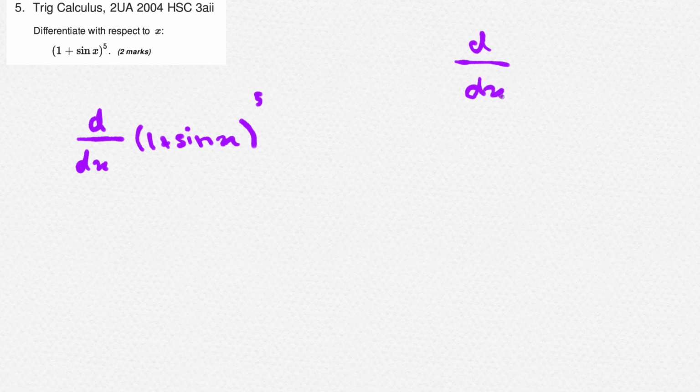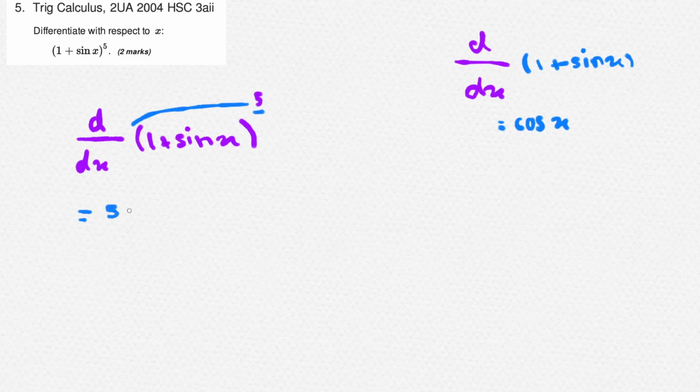So let's find the derivative of 1 plus sine x. The derivative of sine x, as we have seen in previous questions, is always cos x. The derivative of any constant is 0. In this case, we have a constant of 1, so we can simply ignore it. So let's write this down.